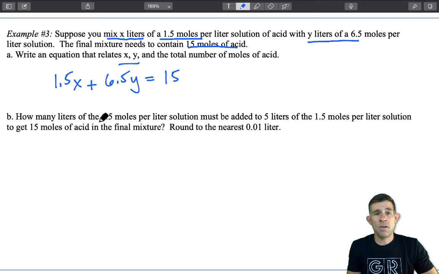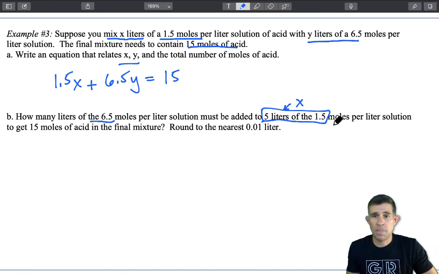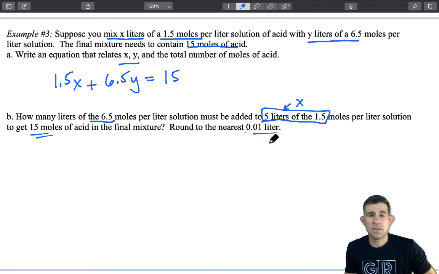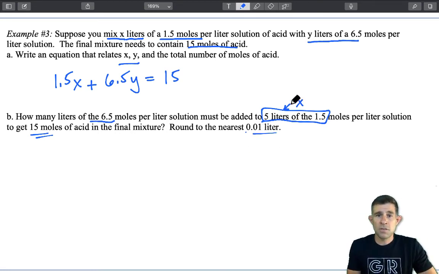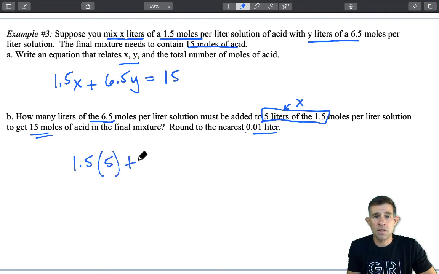It says now, how many liters of the 6.5 moles per liter solution must be added to 5 liters of the 1.5 solution? So this 5 here is going to be input into our equation for X in order to get that 15 moles of acid in the final mixture. It says round to the nearest hundredth of a liter. So let's solve this equation by substituting in 5 for X and solving for Y.